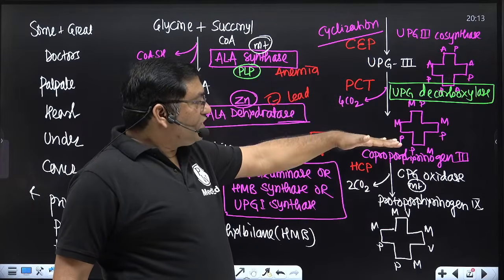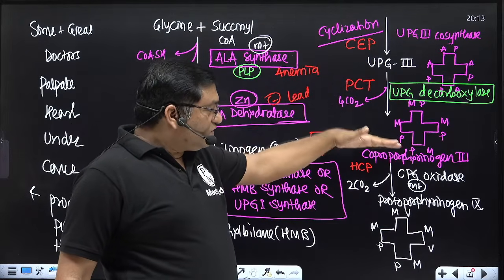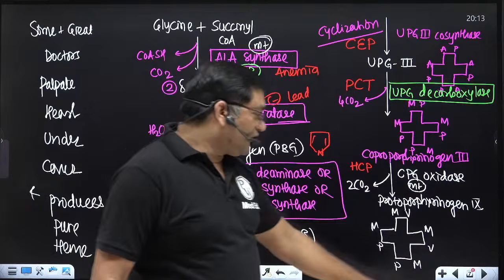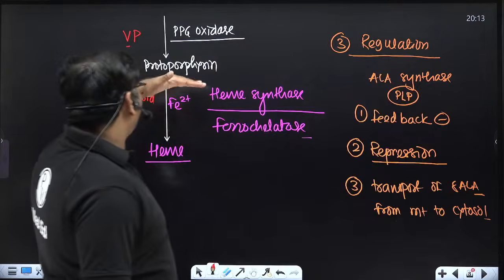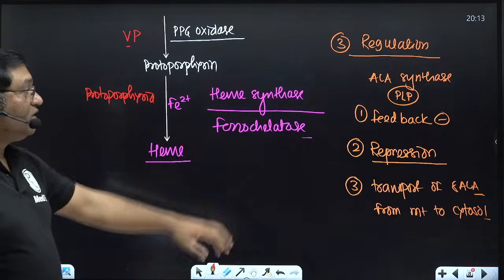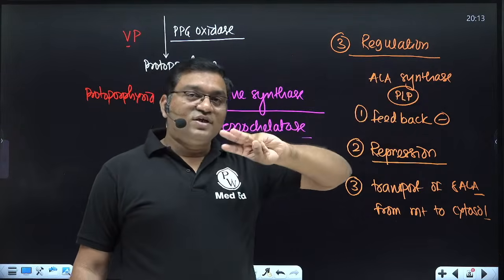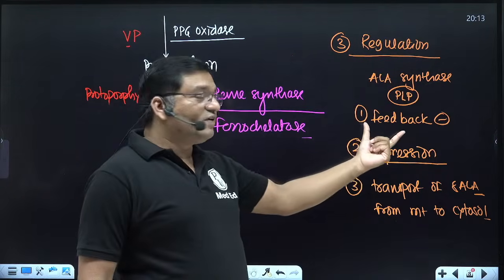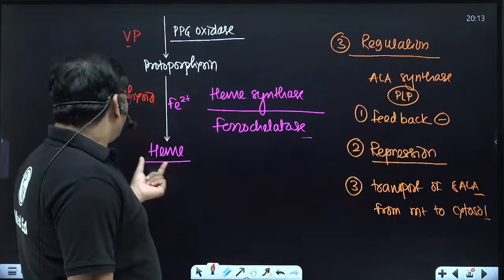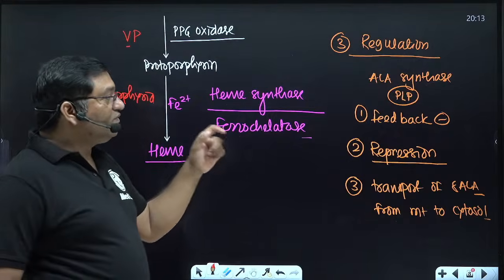Uroporphyrinogen 3 is converted into coproporphyrinogen 3, which is converted into protoporphyrinogen 9, which is converted into protoporphyrin, and which is converted into heme. 3 regulatory steps: ALA synthase activity is regulated by 3 mechanisms. First one is feedback inhibition, where heme inhibits the ALA synthase activity.